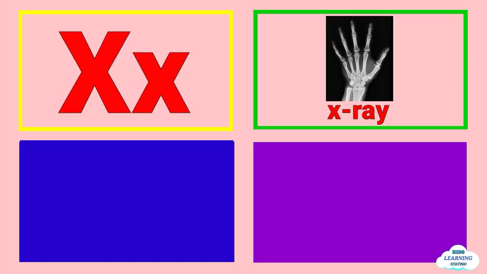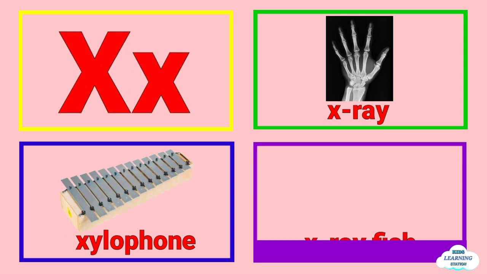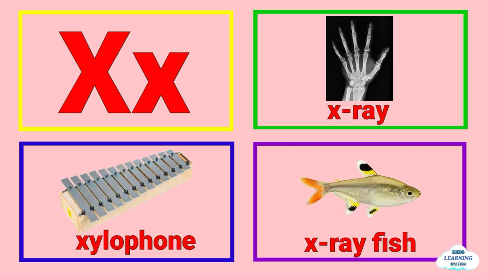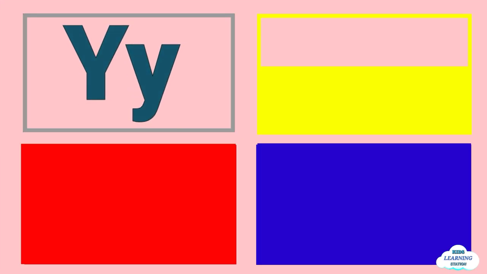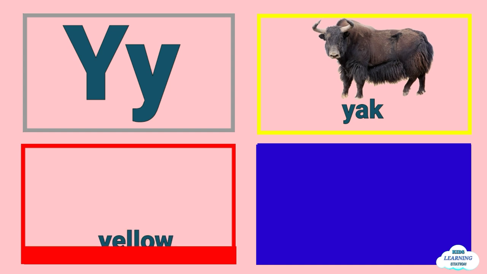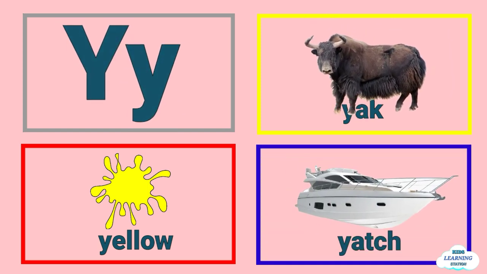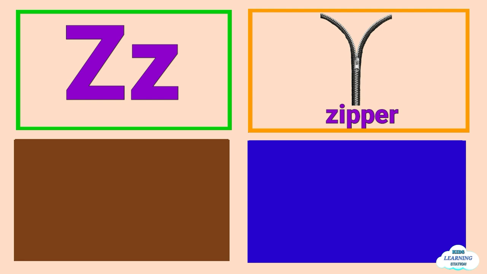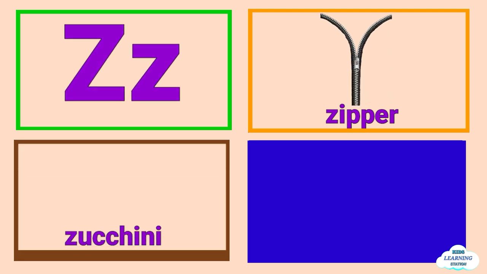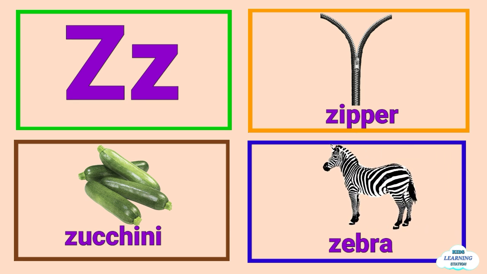X is for X-ray. X-ray. X is for xylophone. Xylophone. X is for X-ray fish. X-ray fish. Y is for yak. Yak. Y is for yellow. Yellow. Y is for yacht. Yacht. Z is for zipper. Zipper. Z is for zucchini. Zucchini. Z is for zebra. Zebra.